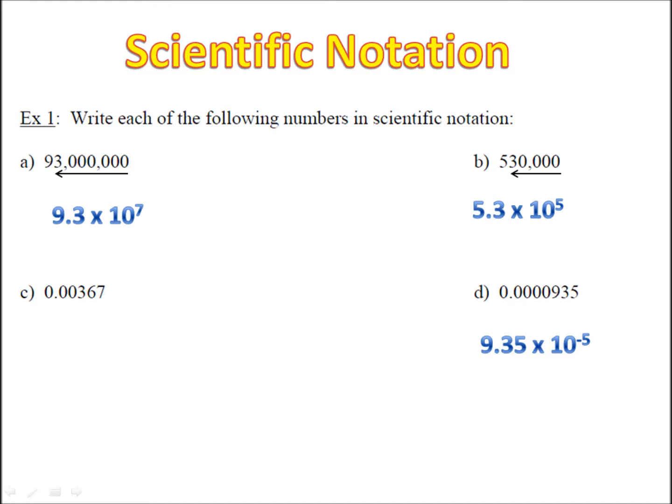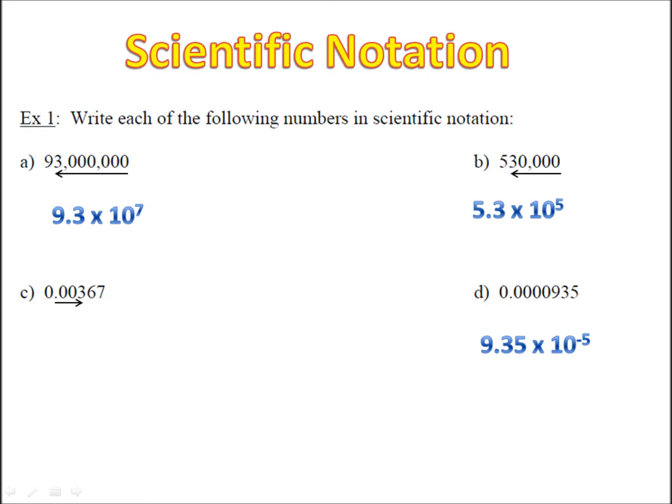Example C is for you to try. Please pause the video here. In example C, we'll move the decimal point so it's right after the 3. That's 3.67, and because we moved it 3 places, it's 10 to the negative 3rd. Negative 3rd, well, it's a tiny number, negative exponent.